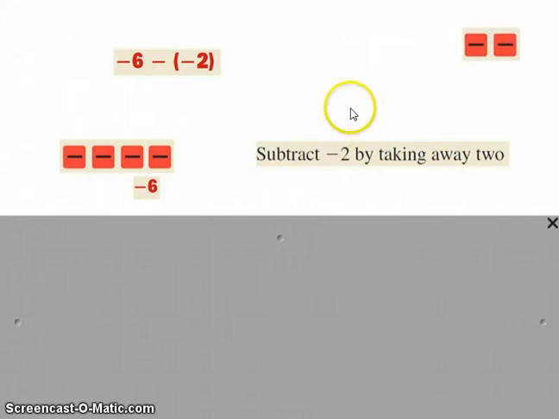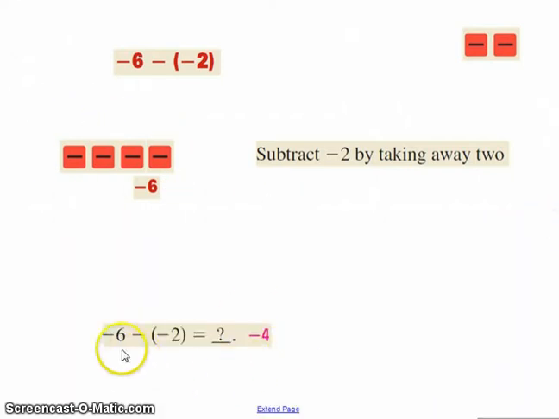In fact, you might remember back in elementary school when you first learned about subtraction, your teacher might have referred to it as take away 2 instead of subtract 2. Well, that's what I just did. I took away 2. So what do I have left here? Not -6 any longer, but -4. And that is the answer. -6 minus -2 is -4.